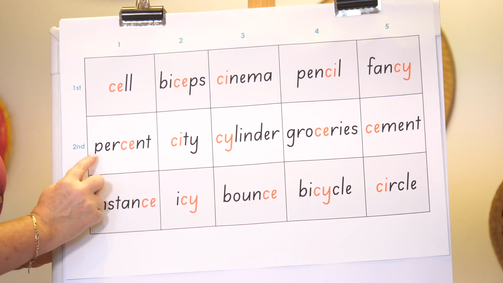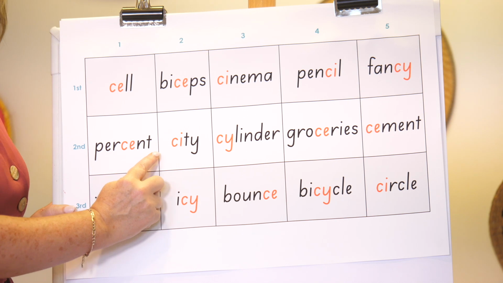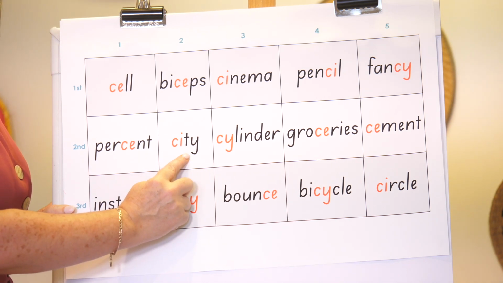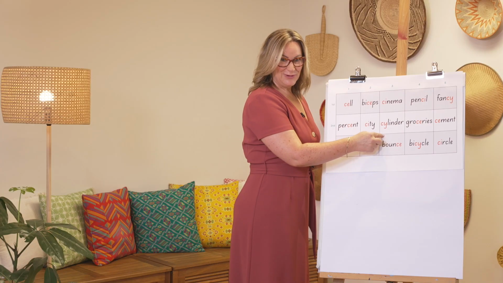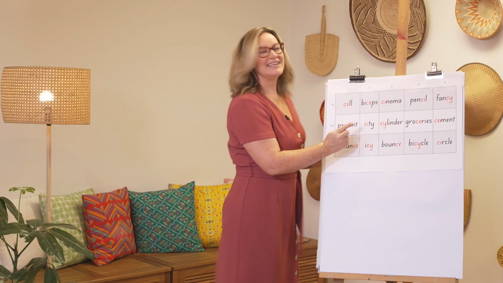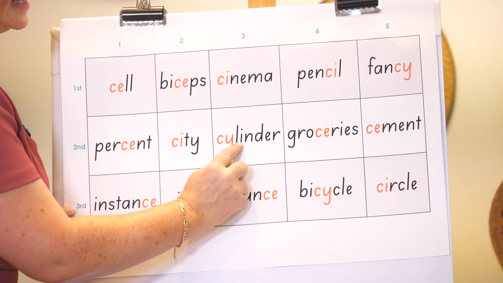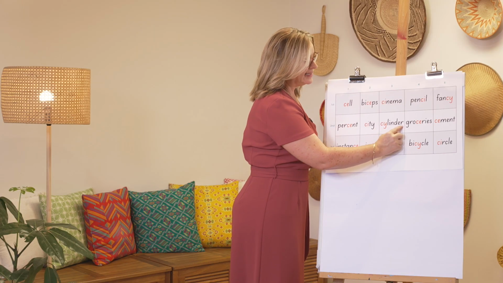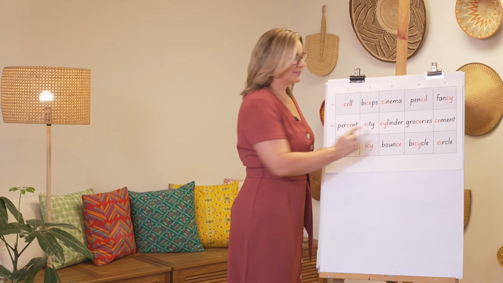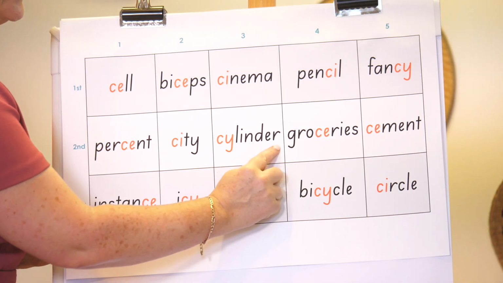Let's do that again. Percent, percent. Read in your head. Say, city. Multi-syllable word. Let's do the sweep under each syllable. Sil, in, der. Together, cylinder. Try it again. Sil, in, der, cylinder.